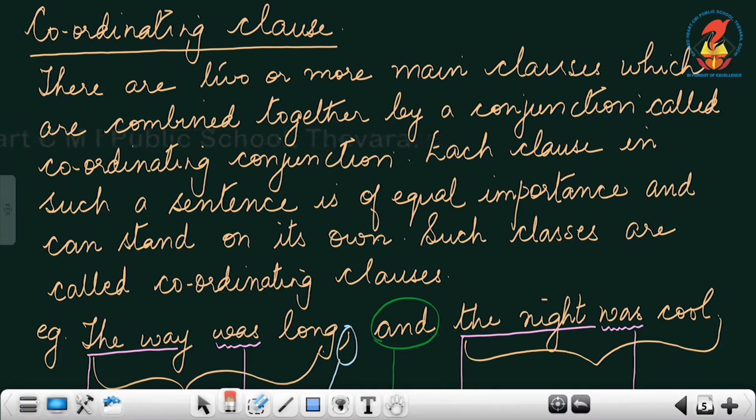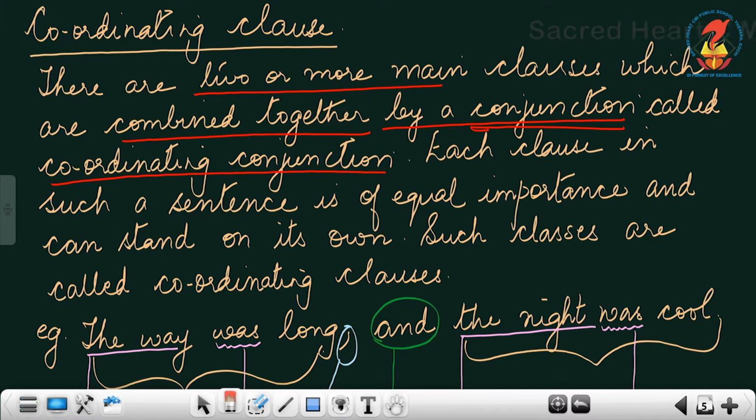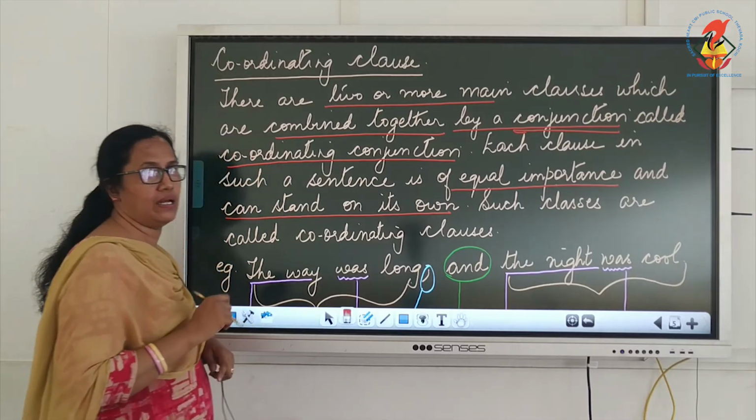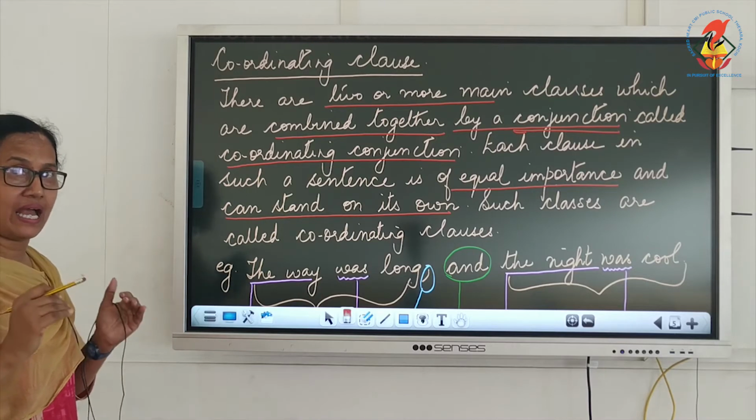Now, there could be two or more main clauses that are combined together by a conjunction. Now, remember this, what is that which is holding them together? A conjunction, and that is called a coordinating conjunction. Okay. Now, each clause in such a sentence is of equal importance and can stand on its own. So, they are independent, they can stand on their own.